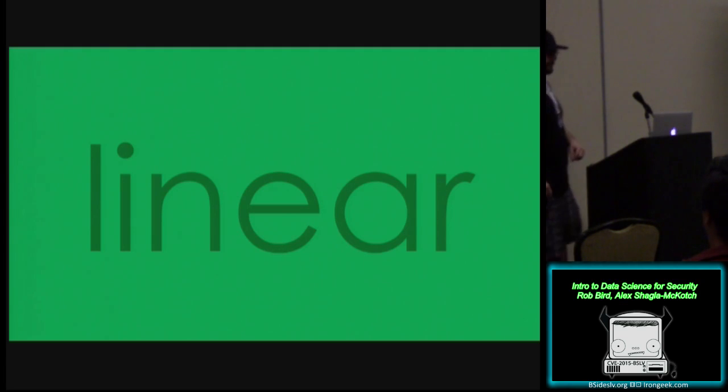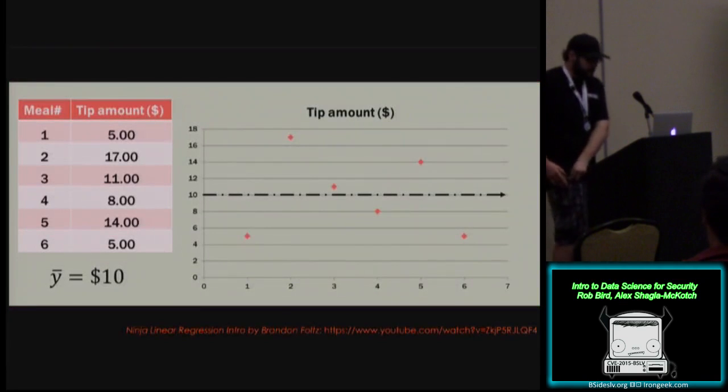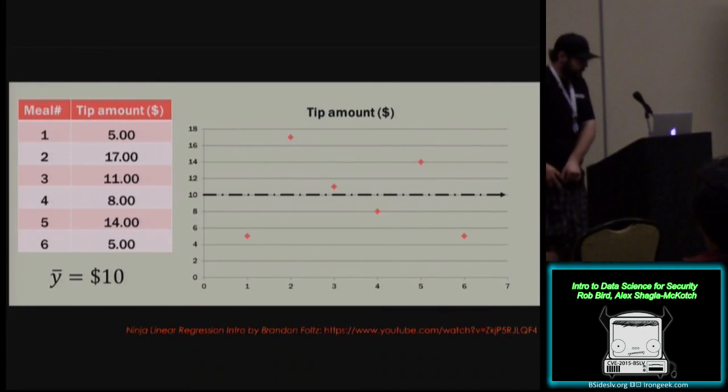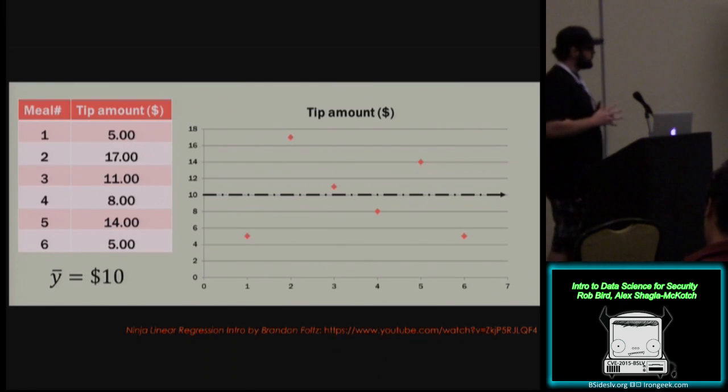All right, so we're going to go over basically linear regression. Has anyone ever used this before? All right, so we're going to start with a very simple example. We're going to look at a tip versus meal distribution. This is basically showing us that, in the absence of any other data, the sample mean is the best estimate of the future value.